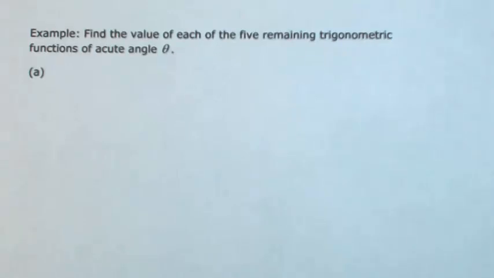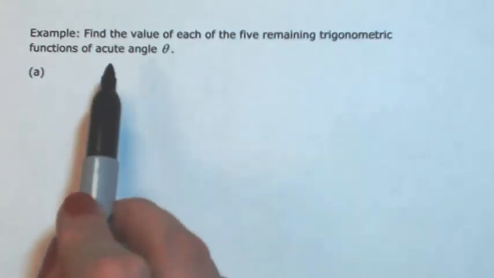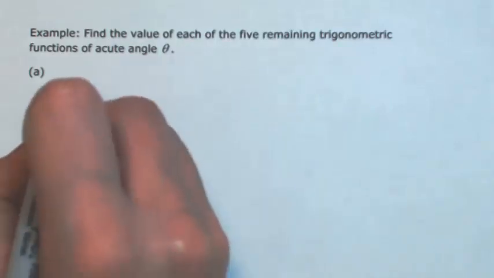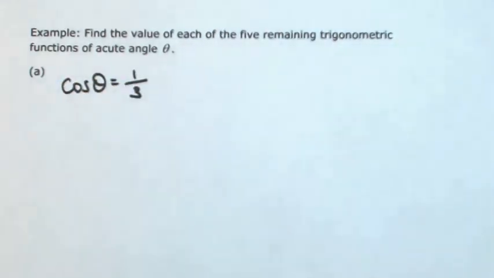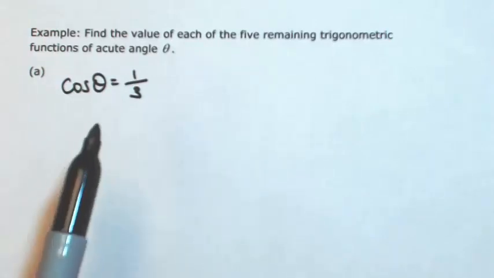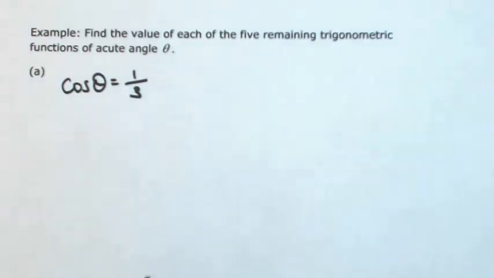Say you're given one trig function of theta, but you're also told that theta is acute, meaning that it's in the first quadrant. So let's say you're given that the cosine of theta is 1/3. Again, because the angle is acute, you can guarantee that all the trig functions of theta are going to be positive because you're in the first quadrant.